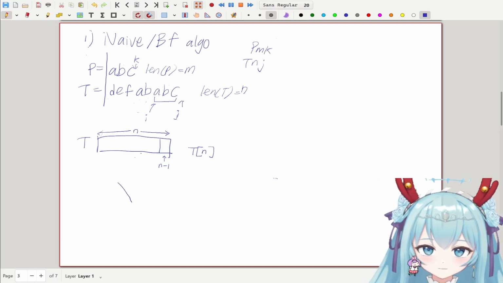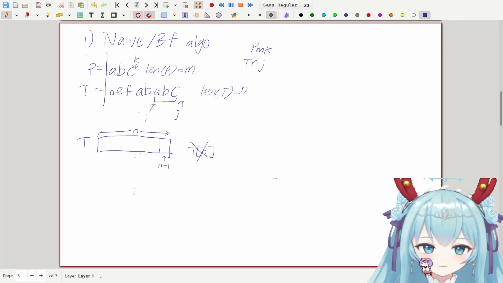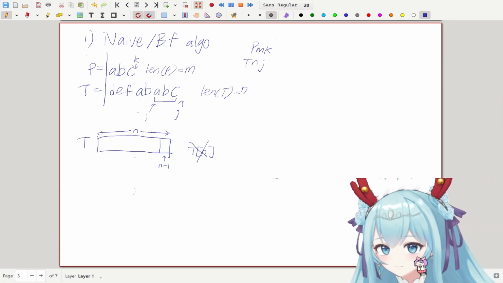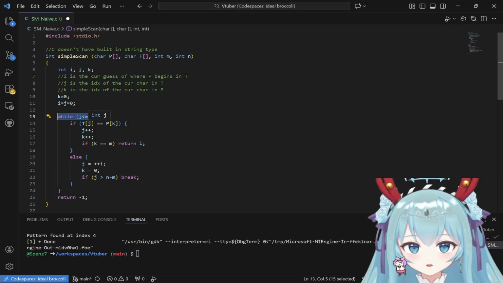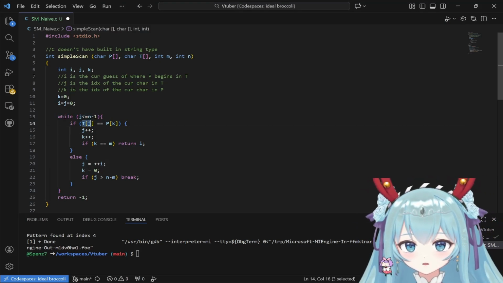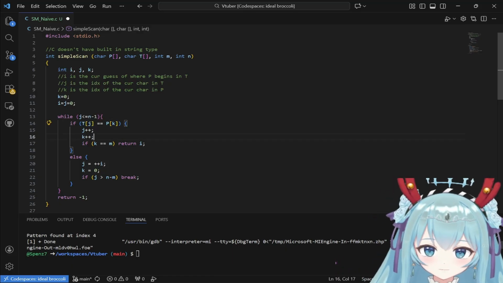So this is not allowed. So this is why we wrote this. And you can imagine T[j] over here. If, let's say, j were equals to n, then over here it will be T[n], which will give an out of bounds error.